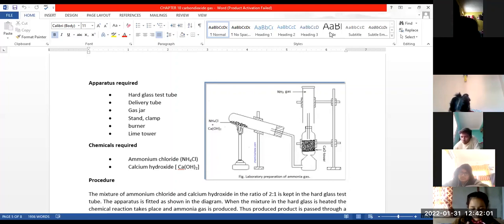Next is it is used in rubber, leather, and paper industries. It is used as cleansing agent to remove oil, grease. It is also used in dry cleaning. In this way, we studied the uses of ammonia gas. If you have any question, you can ask. Or you can ask in chat box also.